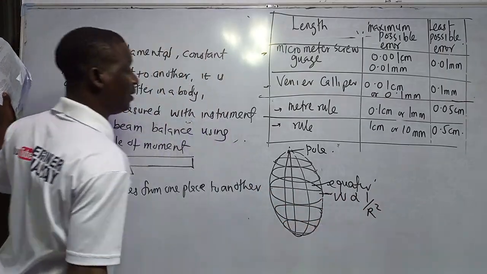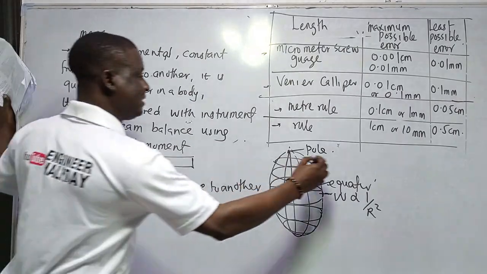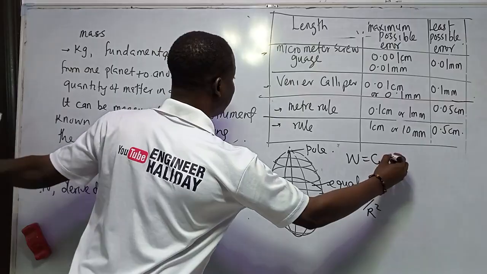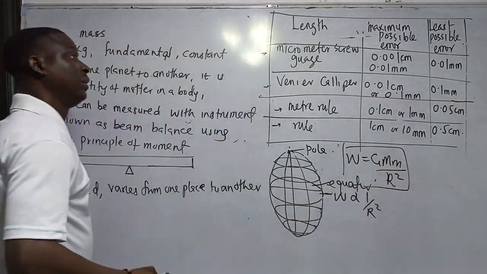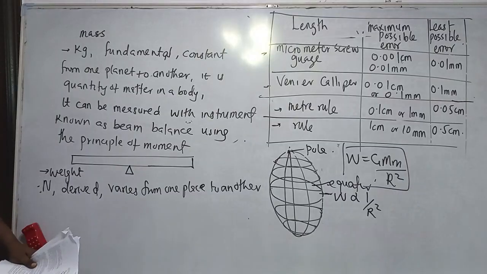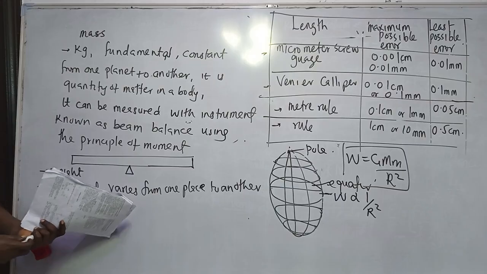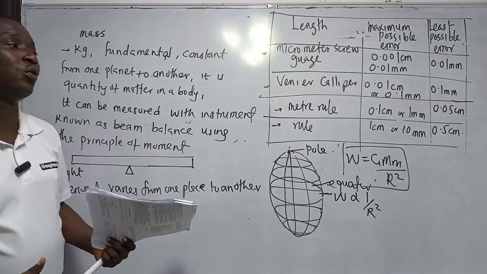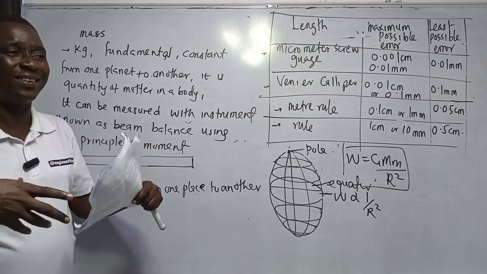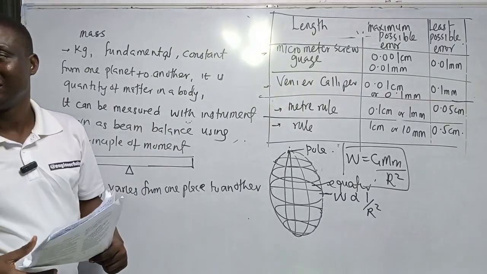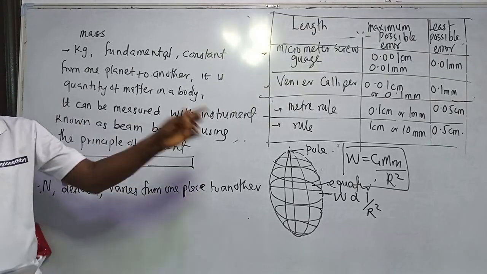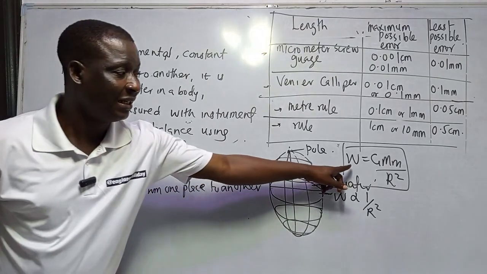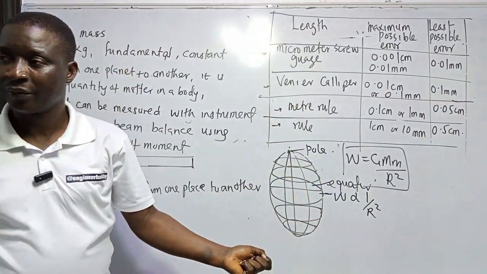Radius square. Don't forget, weight is defined as GMm over R square, from the gravitational field. Weight is a gravitational force. Weight is the gravitational pull that the earth acts on a body. That's weight for you. So this is a gravitational force.